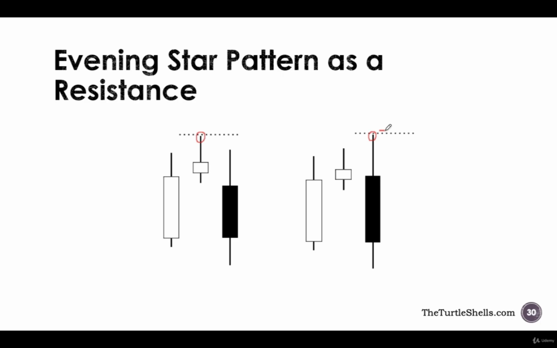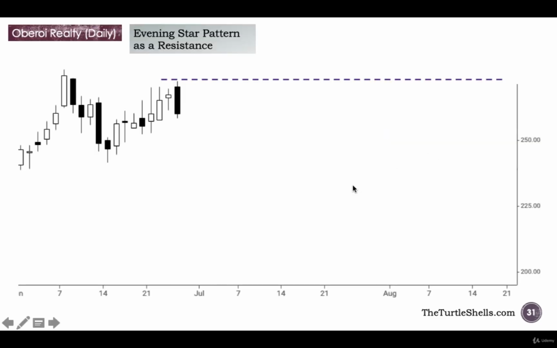So the purpose of this video is to show you how the evening star pattern can become very strong resistance. We have already looked at this in the previous example. I want to reiterate that for you. So this is a daily chart of our reality. This is an evening star pattern. We are looking at it as a resistance.